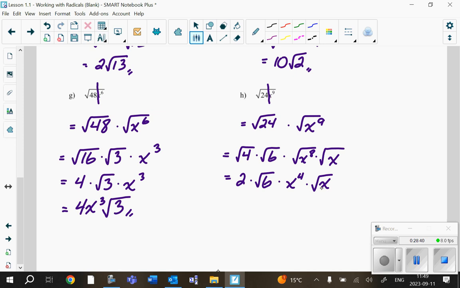Now, put everything that's not under a radical together first, then put everything that's under a radical together at the end. 2 times x to the 4. Well, root 6 times root x is just the same as root 6x. I can put them under one radical.